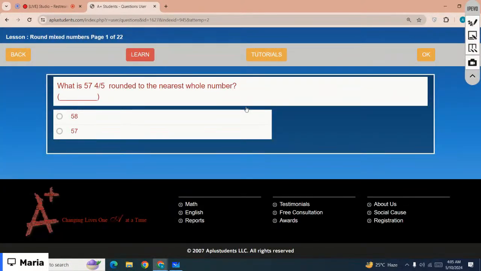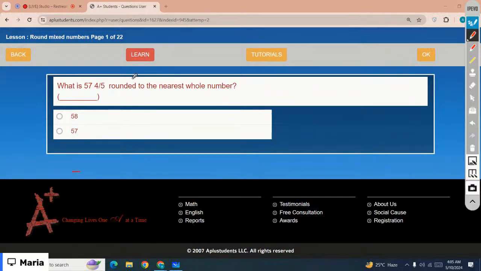Okay, what is 57 whole 4 over 5 rounded to the nearest whole number? Just look at the fractional part. That is 4 over 5. 4 over 5 is greater than 1 over 2, right? That means you need to round up. You have 57, add 1, so you end up on 58. So the correct option is 58. Got it? 57 whole 4 by 5 equals 58.